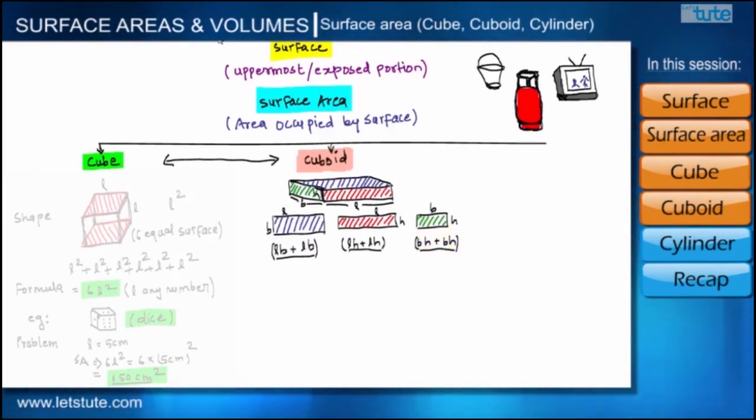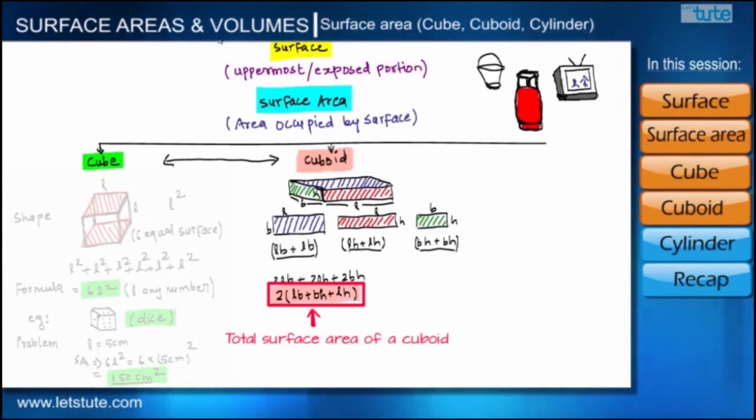So our formula become LB plus LB 2LB, LH plus LH 2LH, and BH plus BH 2BH. If we take 2 as a common factor, we can also write it as 2 into bracket LB plus BH plus LH. This is the total surface area of a cuboid having length L, B and H, where L, B and H can be any number.